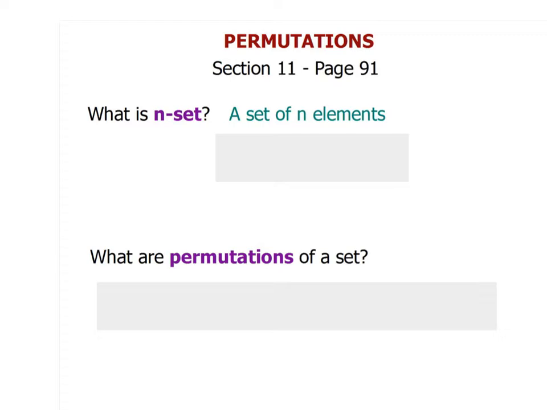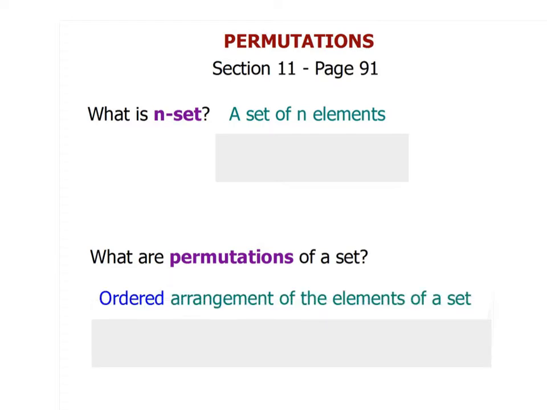What are permutations of a set? Permutations are the ordered arrangement of the elements of the set. So it's very similar to what we were working on in the last video, when we were working with the order of the books on the shelf. But we're going to give you some faster ways to do this, especially when the numbers get very large.